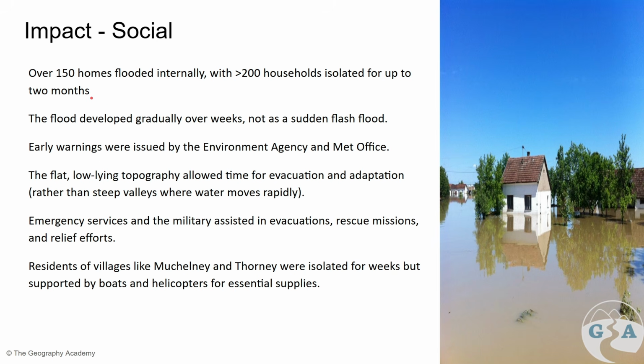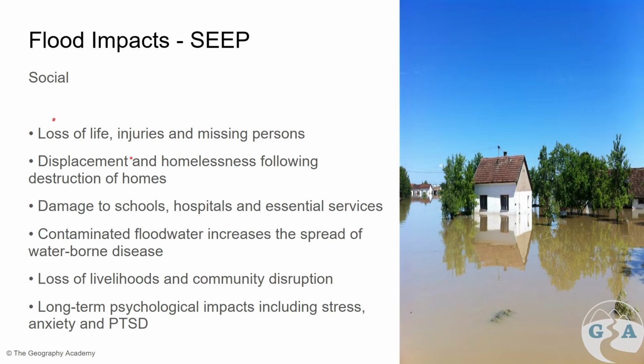So social impacts then are looking at things like housing. So yeah, we're looking at housing destroyed, injuries, missing persons, damages to essential services for people like hospitals, contaminated flood water, waterborne diseases, and looking at community disruption. There's also the long-term psychological impact, stress, anxiety, and post-traumatic stress disorder, PTSD.